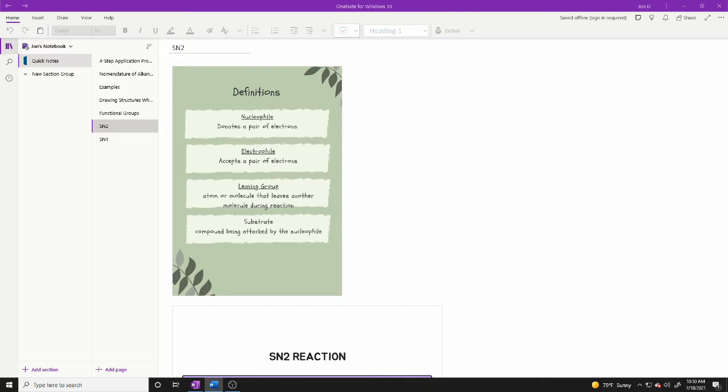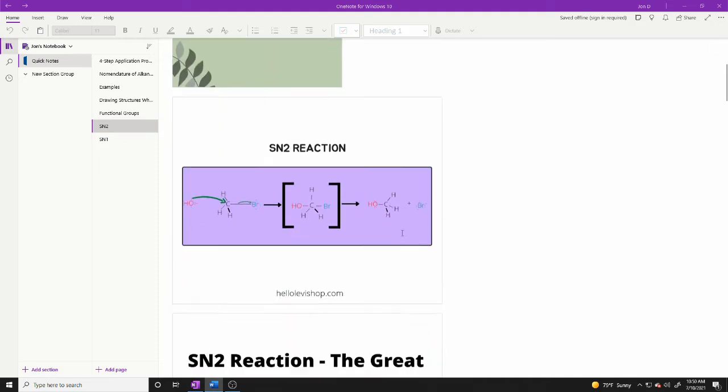In this video, we'll be going over SN2 reactions. Now before we start, let's define a few things. A nucleophile is a species that donates a pair of electrons. An electrophile is a species that accepts pairs of electrons. A leaving group is an atom or molecule that leaves another molecule during a reaction. And lastly, a substrate is a compound that's being attacked by the nucleophile.